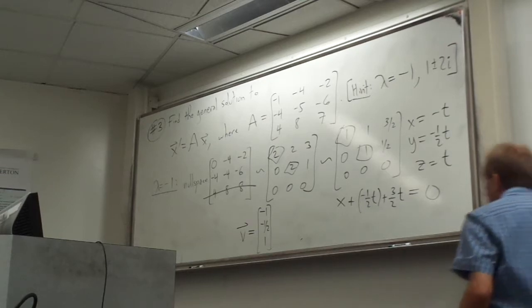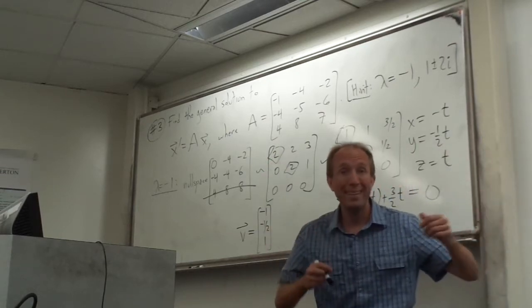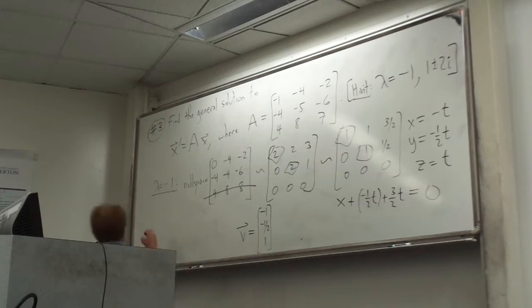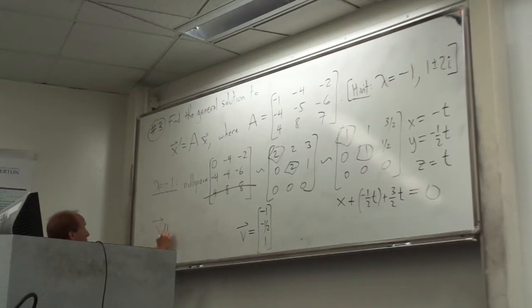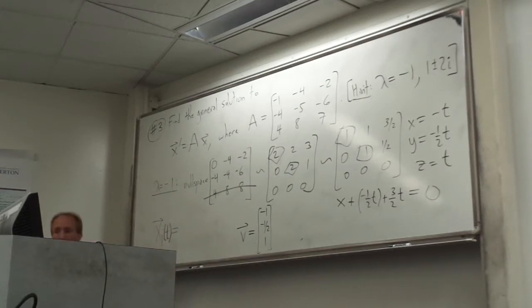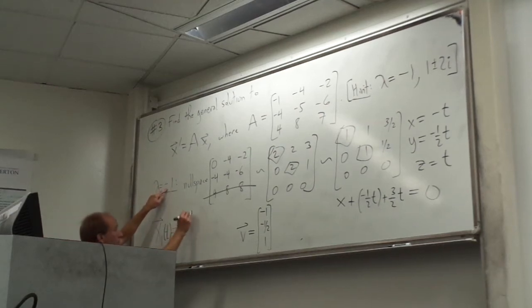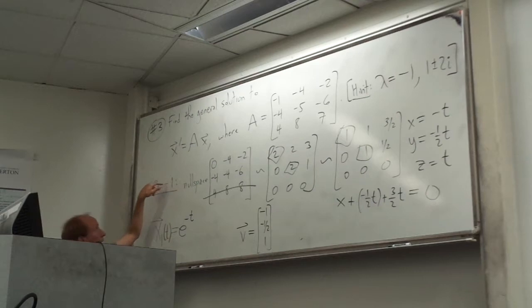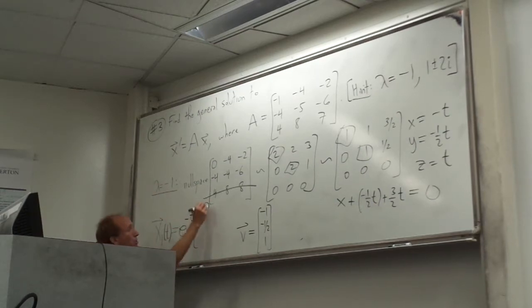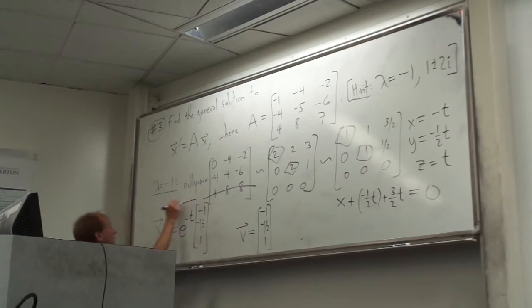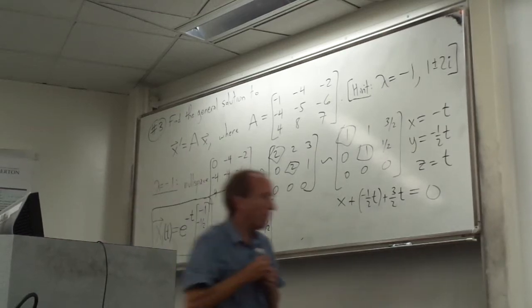Oh, and then of course I can write down my first solution, my x1 of t. What is it going to be? e to the negative t. e to the negative lambda times t. So e to the negative t times what? The vector that we just wrote down, exactly. So negative 1, negative 1/2, and 1. Okay, let's put that in a box so we don't lose track of it. That's my first solution.